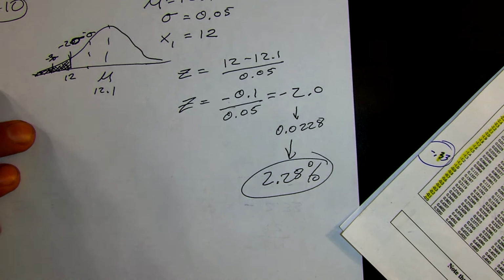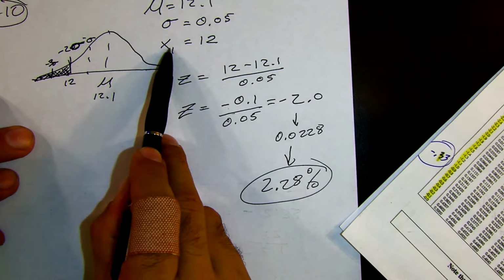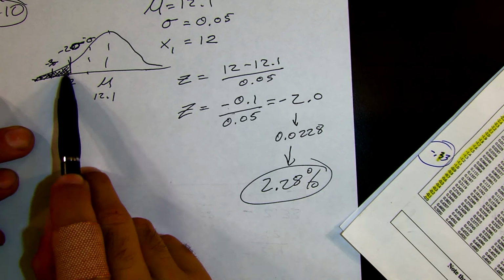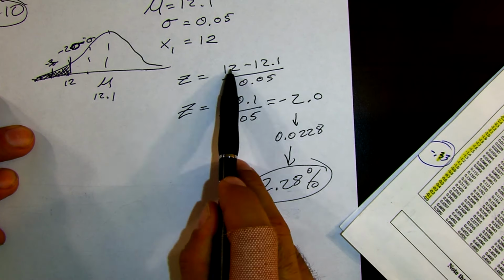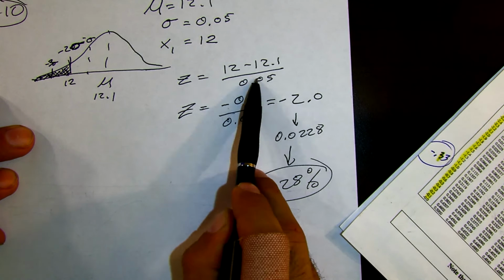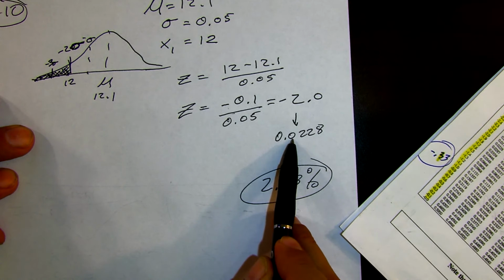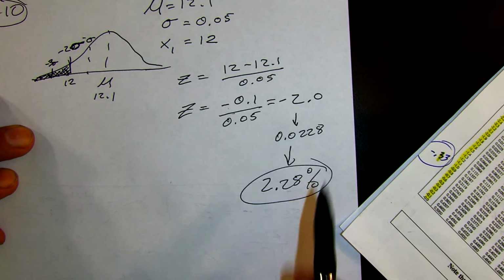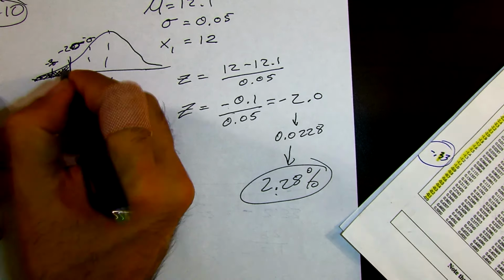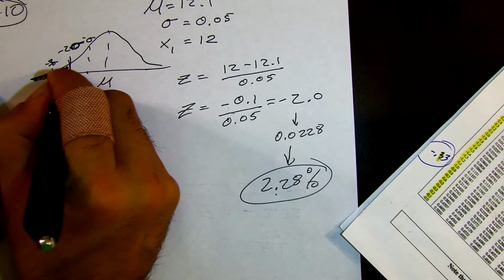So what I know is that since I used this 12 right here to find my z-score, I use my 12 minus the mean over the standard deviation. I get a z-score of negative 2. That gave me my percentile rank of this decimal, which converts to this percentage. So all this, only 2.28%.